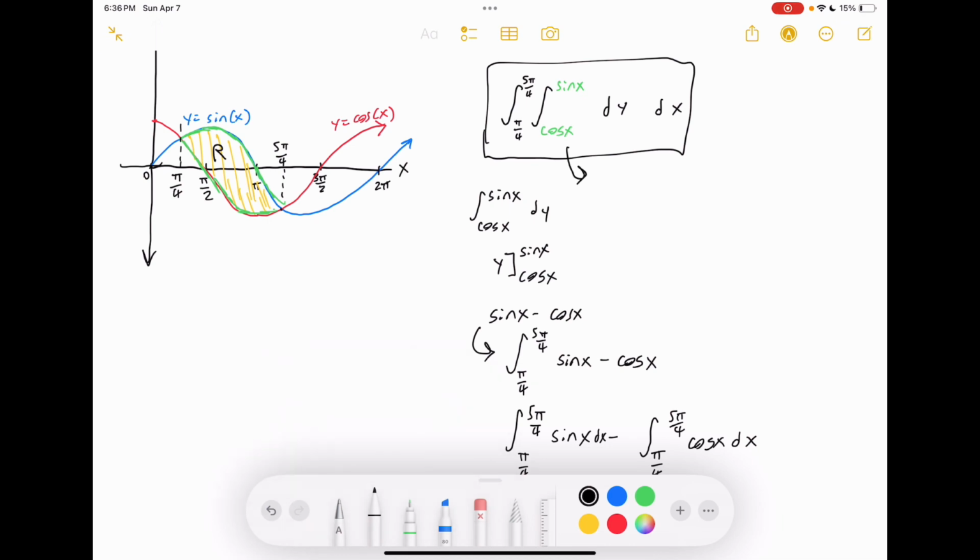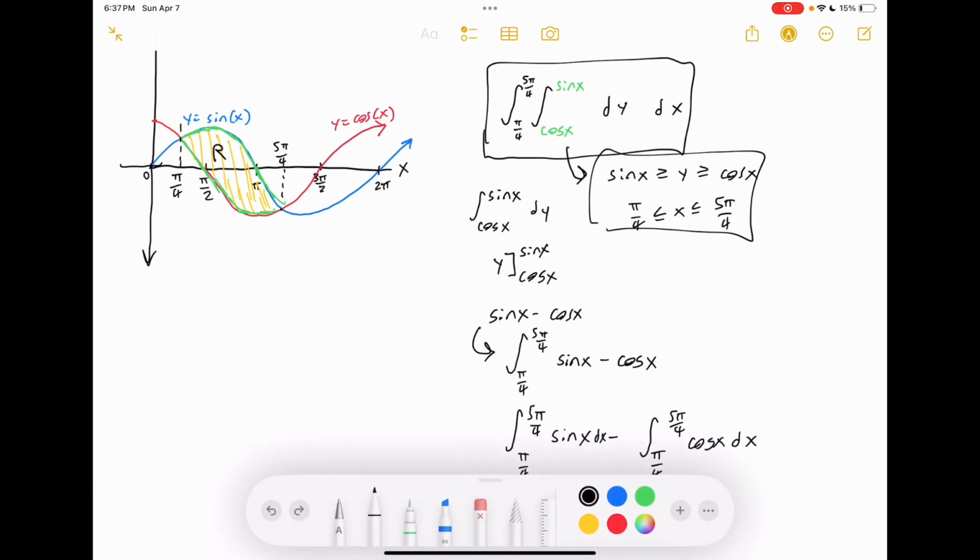Good practice. So we're going to have sine x as the upper bound for y, and y is going to be greater than cosine x. So y is always going to be above the cosine and always below the sine. Next, time for x. We're going to start off with pi over 4 less than or equal to x less than or equal to 5 pi over 4. And that's going to be, in total, your region R, which is going to be that yellow shaded region over here, as you can see.